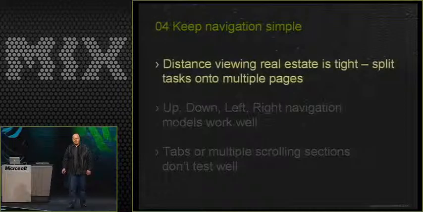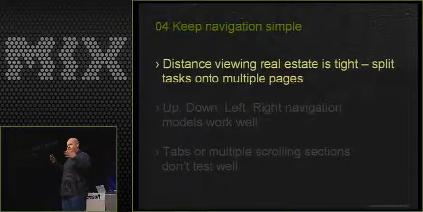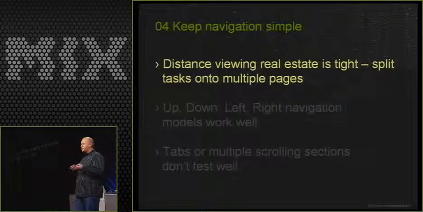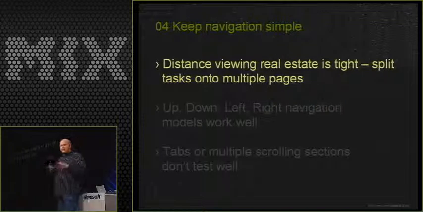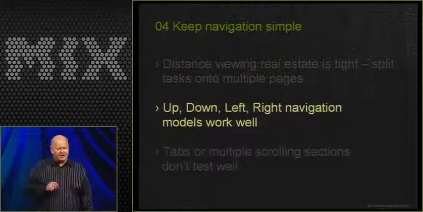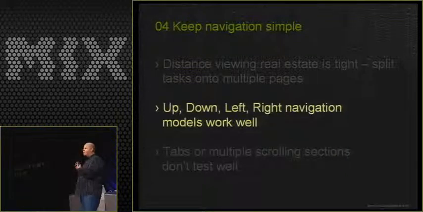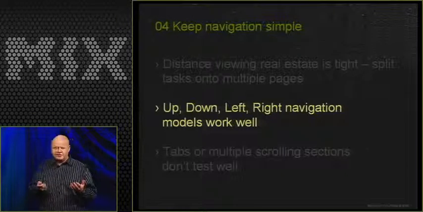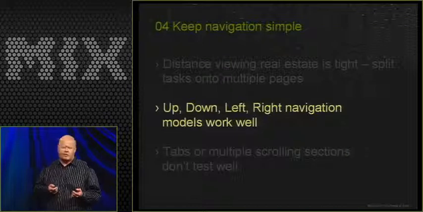I mean, distance view real estate is really tight. Even though our plasma screens are huge and getting really big, compared to your desktop monitor, the resolution is really tight. So it's important to split up your task into multiple screens. Again, up, down, left navigation models work well. If you can mimic the hardware in your user interface, then you're making your life a lot easier because the user recognizes that sort of interaction model.